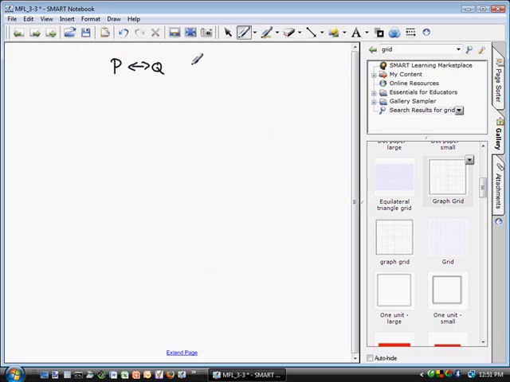And I'm telling you that's equivalent to, if P then Q, ANDed with, if Q then P. And I want to show you that those two come out the same.